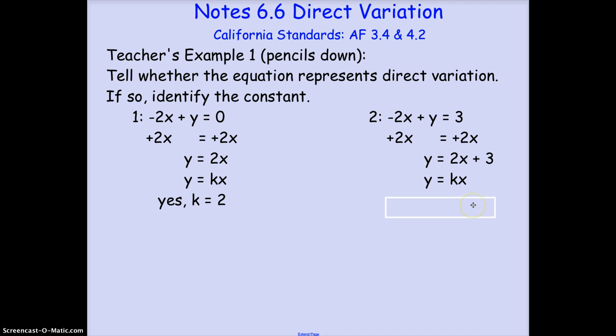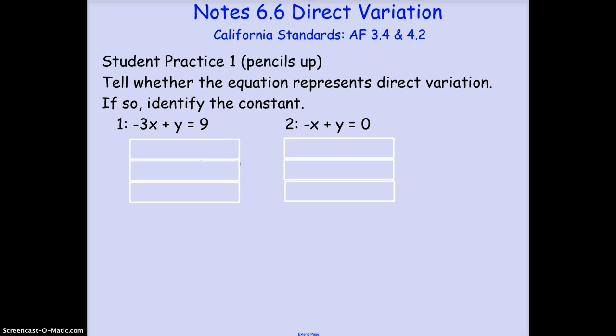It will not go through the origin. Remember, anytime you have direct variation, it will go through the origin. There will not be a b on the end here. Okay, so I'd like you to go ahead and try these out. Again, get them in the formula, y equals kx. If you can, please identify the constant. If you can't, you just say no.